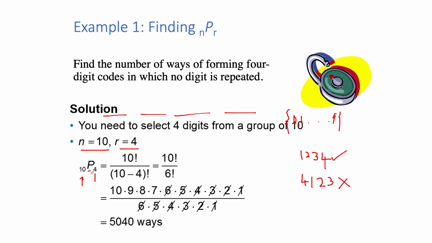And the formula is straightforward: 10P4 is n factorial, which is 10 factorial, over n minus r factorial. N is 10, r is 4, 10 minus 4 is 6, so it's 10 factorial over 6 factorial. If I expand this out, 10 factorial is 10 times 9 times 8 times, and so on until 1, and 6 factorial is 6 times 5 times 4 times 3 times 2 times 1. And then some of these cancel out, and I get basically 5040 ways of creating a 4-digit code where all digits are available and no digit can be repeated.